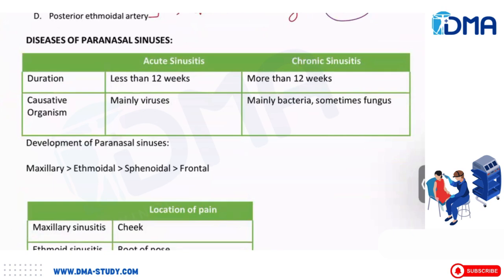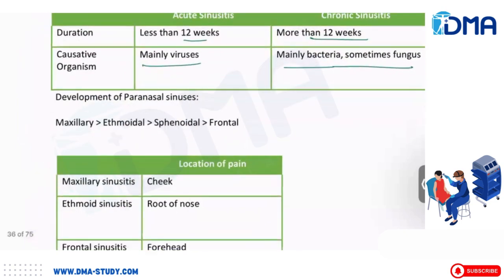So we completed anatomy, we completed bleeding and epistaxis for the nose. Now entering into diseases of paranasal sinuses. For this, you should know the difference between acute sinusitis and chronic sinusitis. Acute sinusitis is less than 12 weeks, chronic sinusitis more than 12 weeks. Very important. Acute sinusitis is mainly viruses, chronic sinusitis mainly bacteria, sometimes fungus. That's the major difference. So first you have to know about the development of paranasal sinuses, MESF. You should remember it as MESF.